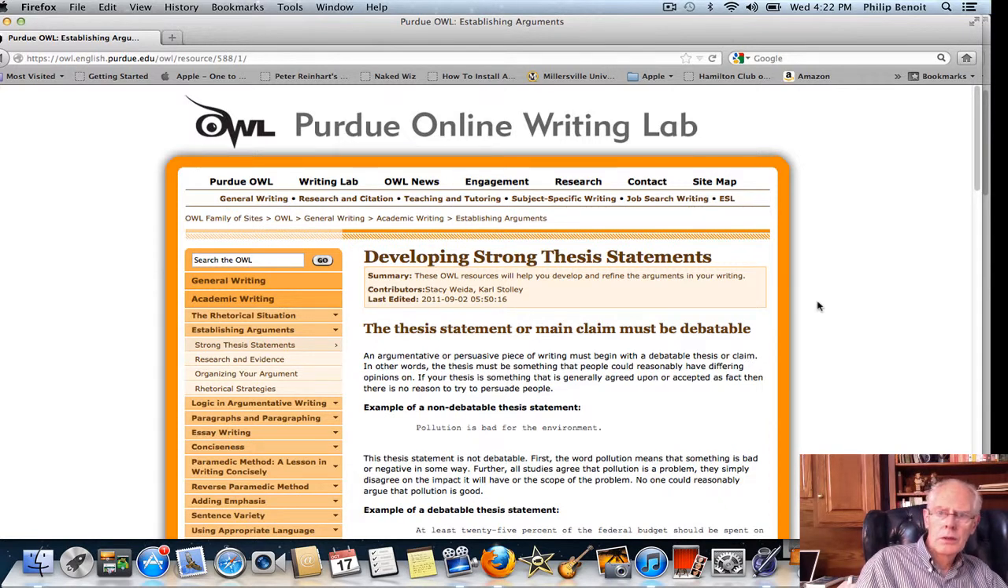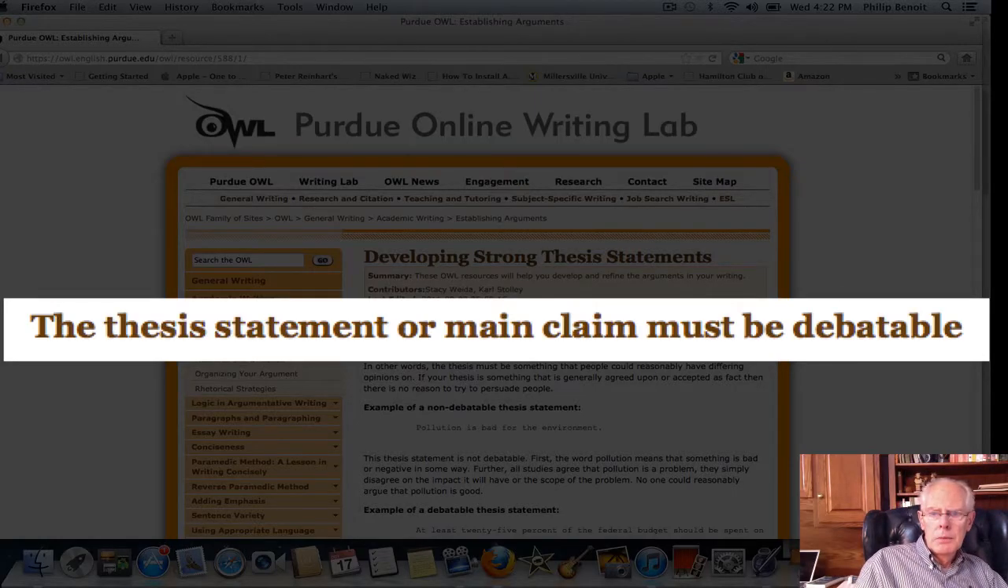Okay, so we're going to look at the Purdue Writing Lab worksheet from the OWL Purdue Online Writing Lab that talks about thesis statements and what constitutes a strong thesis statement. Thesis statements can be weak, they can be ineffective, they can be very good. To be effective, they need to be very good and strong, obviously. So let's look at the first statement on this Writing Lab worksheet.